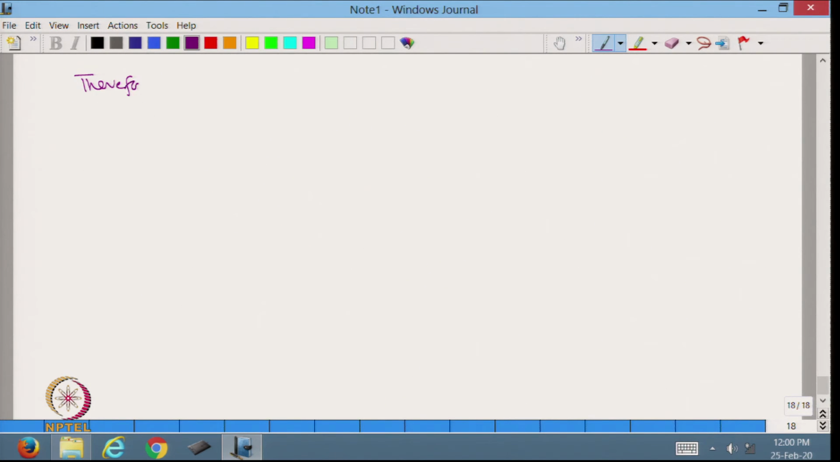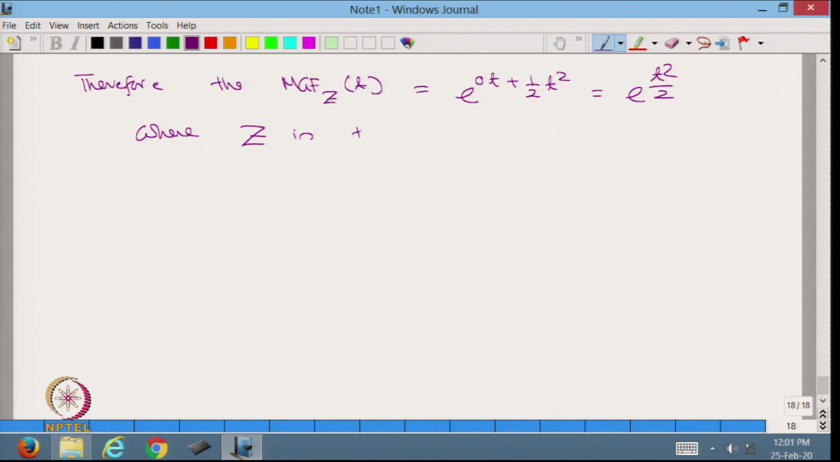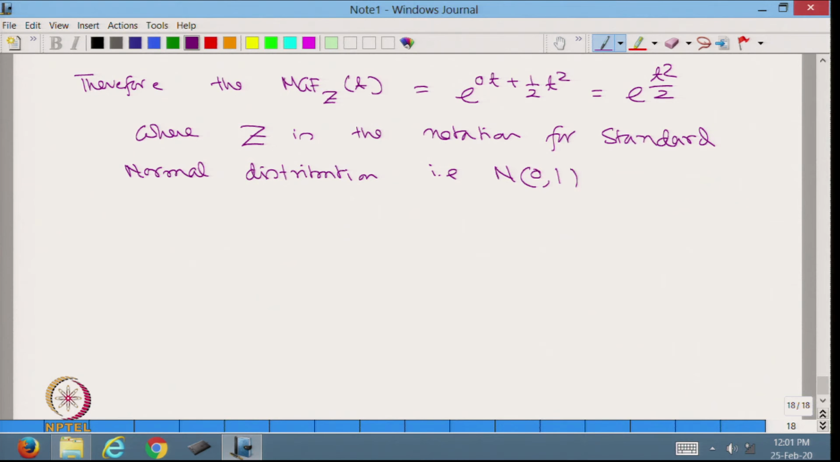Therefore, the moment generating function of Z at t is equal to e to the power 0 t plus half t square, which is equal to e to the power t square by 2, where Z is the notation for standard normal distribution, that is normal 0, 1.